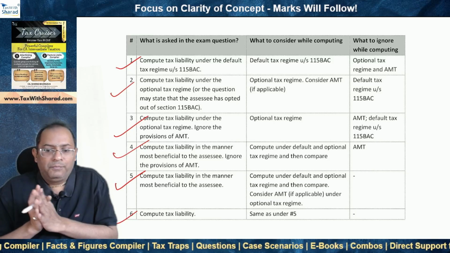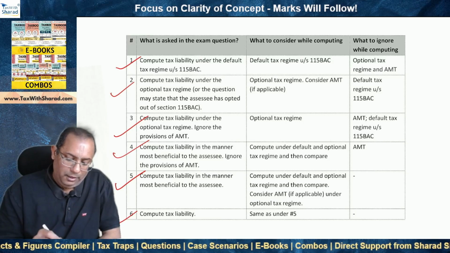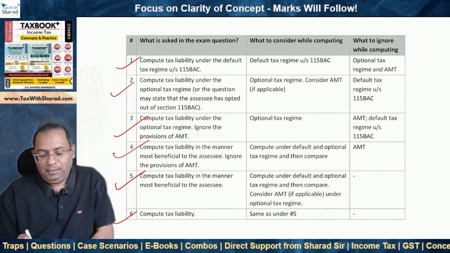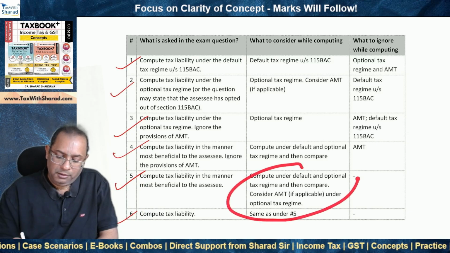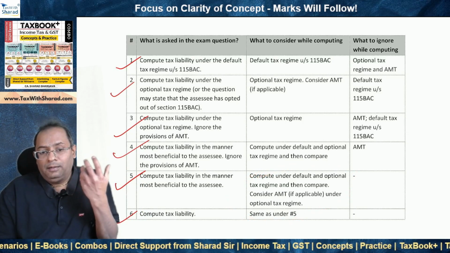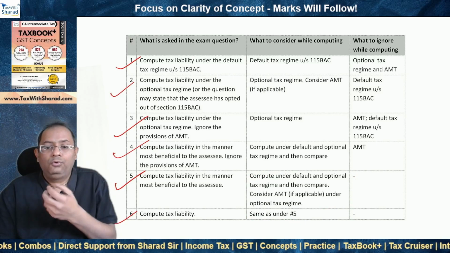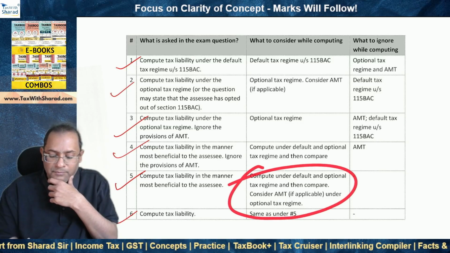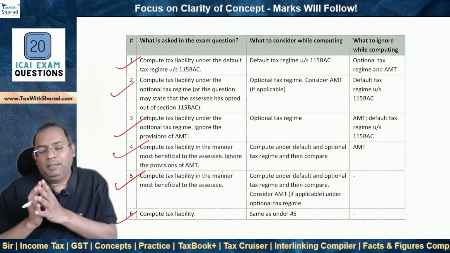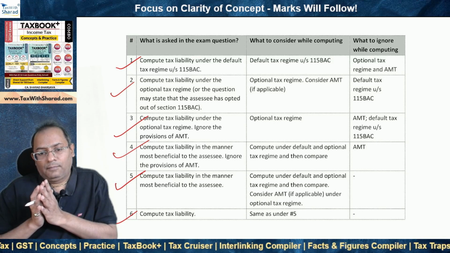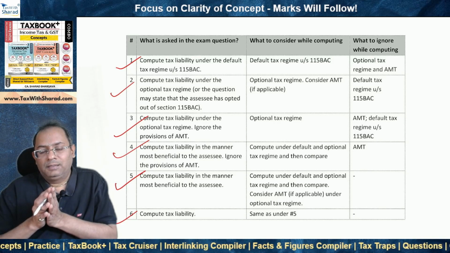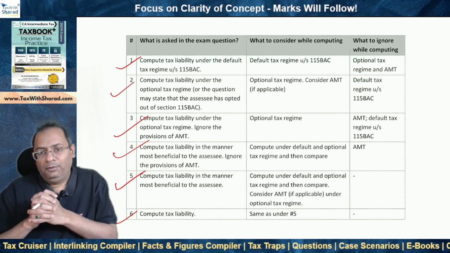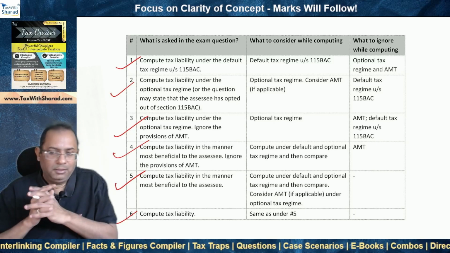So this is all in this video. In the next video, what I'm going to do is, see this number 5 and 6, computation of tax liability, where you need to make computation under both the tax regimes and then compare. I will make a video on how to solve such kind of questions where you are required to apply all kinds of provisions and then make a comparison, where the default tax regime as well as the optional tax regime and the AMT provisions are applicable. I will make a video on what is the approach that you should follow in solving such kind of questions.